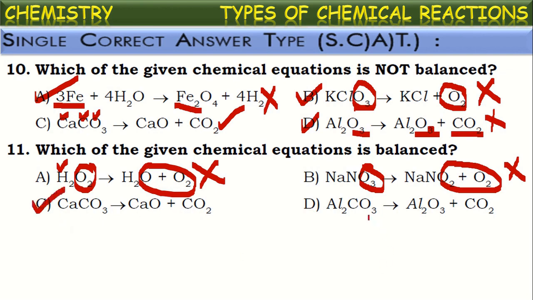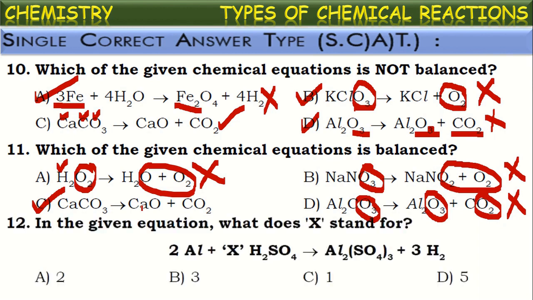What about this equation? If you see, aluminiums are balanced, carbons are also balanced, but oxygens, here only 3 oxygens are there. But on the right hand side totally there are 5 oxygens. So it is not a balanced equation. Only one, that is decomposition of calcium carbonate, is given here as a balanced equation.